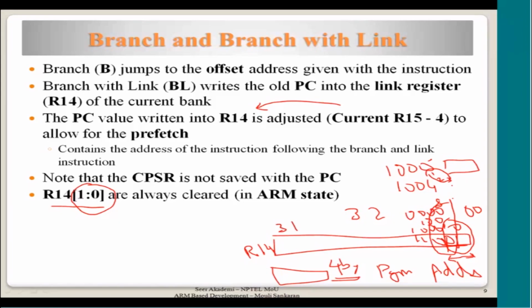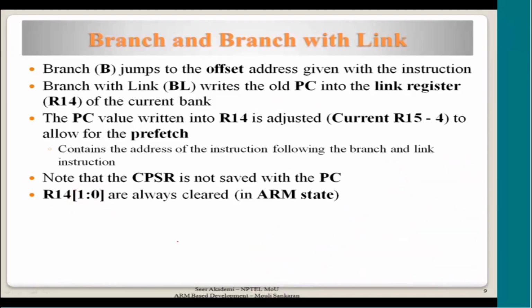Because of that, when you write something into R14, it always makes sure that bits 1 and 0 are clear, because those 2 bits are reserved for that position in the register, so they will be 0.